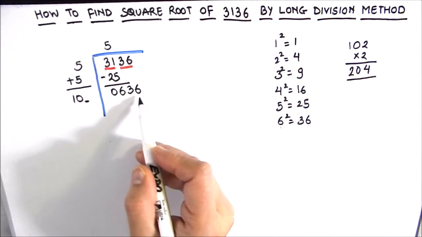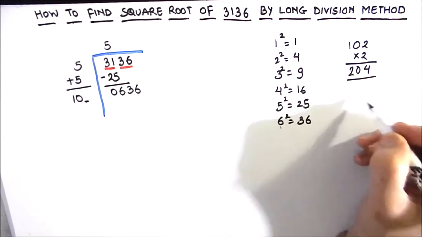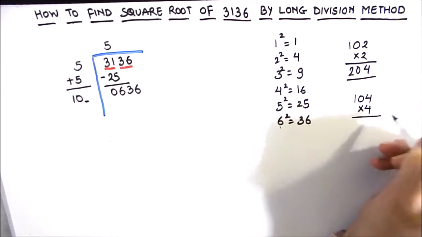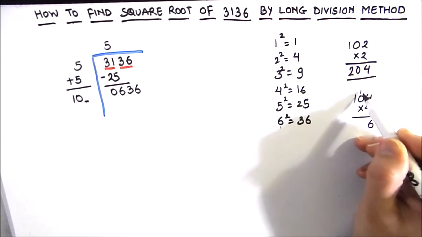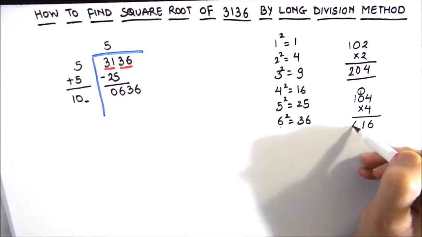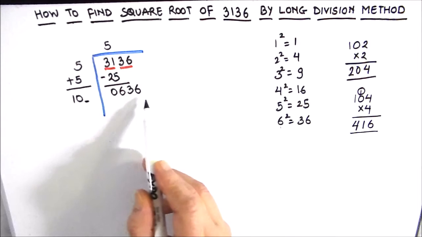As we have 6 in our units digit, let us take 4 because 4 square is 16. So 104 times 4: 4 times 4 is 16, 1 is carried over. 4 times 0 is 0 plus 1 is 1. 4 times 1 is 4. So 416. This is also less than 636.